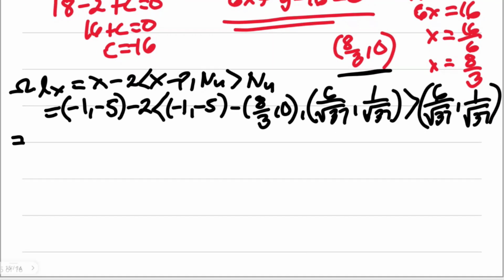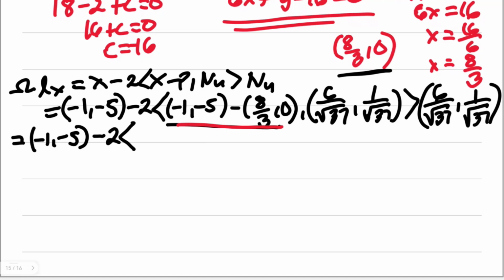This would be (-1, -5) still here, minus 2 times, combining this component-wise, -1 minus -8/3. Take note that -1 in terms of thirds is -3/3, so -11/3, right?